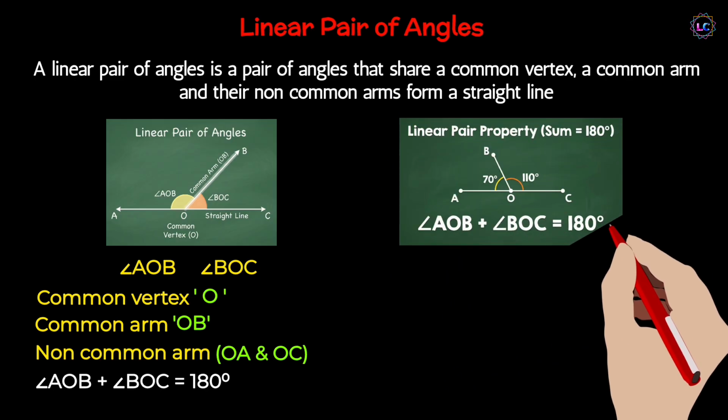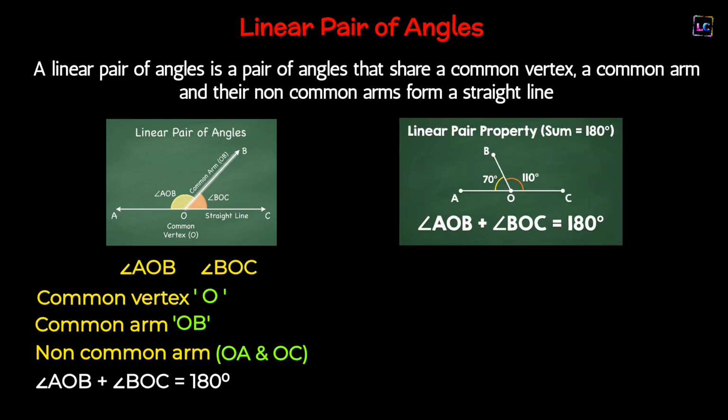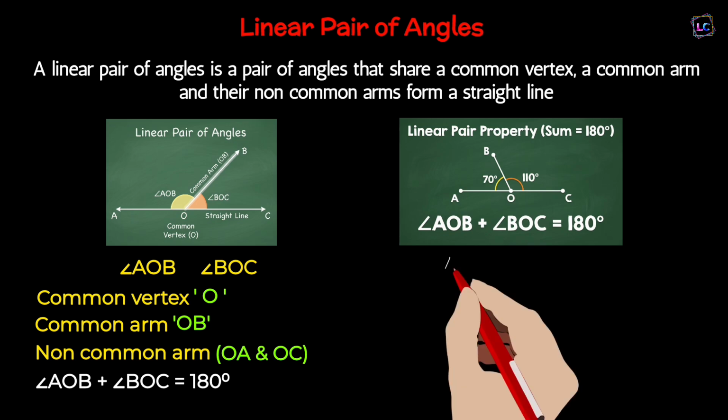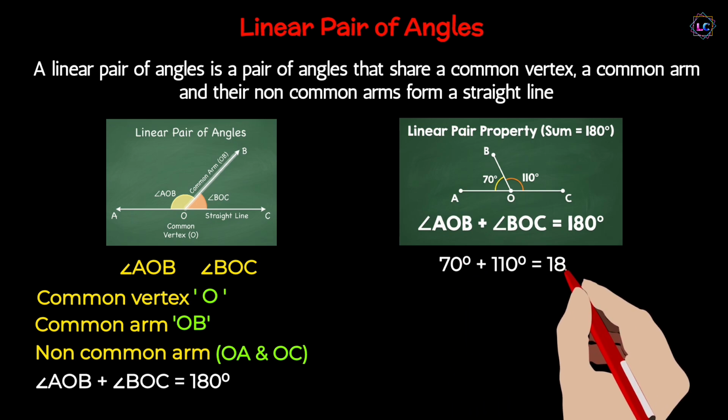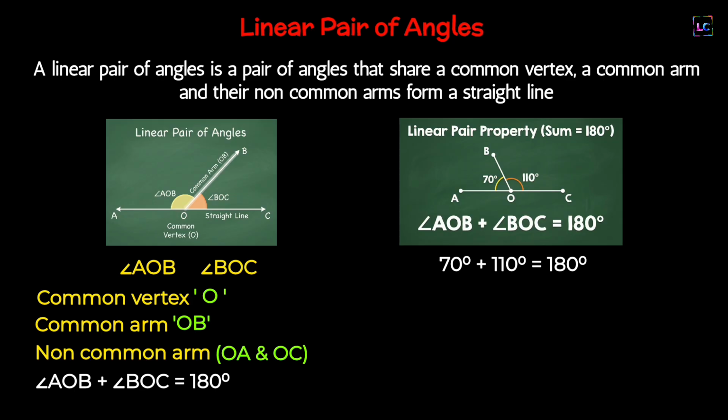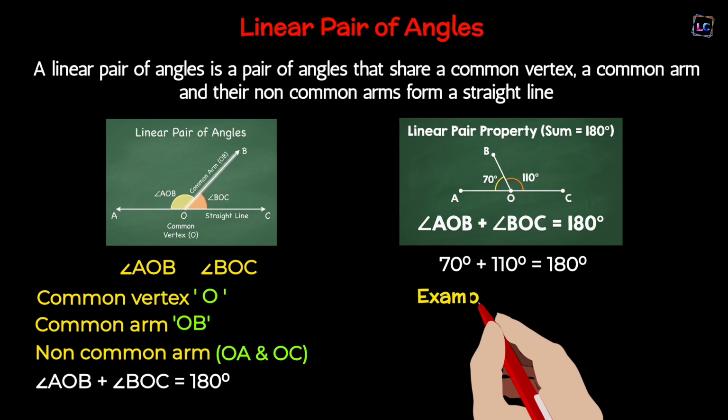Let's understand this with an example. In this diagram, we have two angles, 70 degrees and 110 degrees. If we add them together, 70 plus 110 equals 180 degrees. This clearly proves that a linear pair always adds up to 180 degrees. We can use this property to find different angles if they are a linear pair of angles.